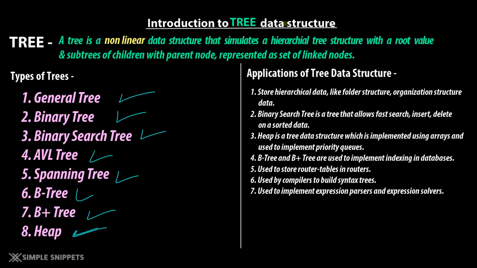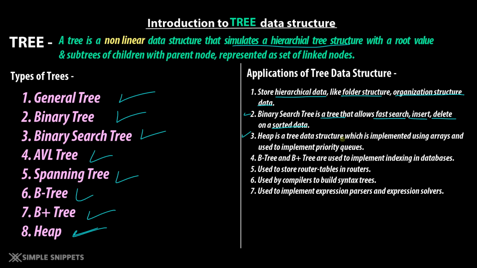So moving on to the applications, tree data structure can store hierarchical data. We just saw that in the very beginning, because a tree data structure pretty much simulates a hierarchical tree. So it is best suited to store hierarchical data like folder structure, organization structure, any real world scenario where there is some kind of hierarchical data. Then point number 2 says binary search tree, which is a variation of binary tree, is a tree that allows fast search, fast insertion, fast deletion on sorted data. So this is where it is more efficient.